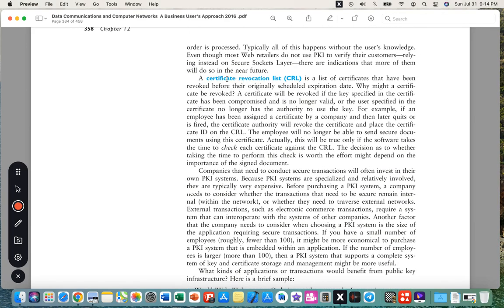A certificate revocation list is a list of certificates that have been revoked before their originally scheduled expiration date. Why might a certificate be revoked? A certificate will be revoked if the key specified in the certificate has been compromised and is no longer valid, or the user specified in the certificate no longer has the authority to use the key.